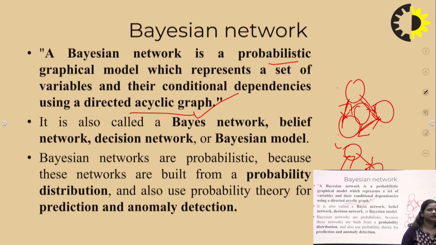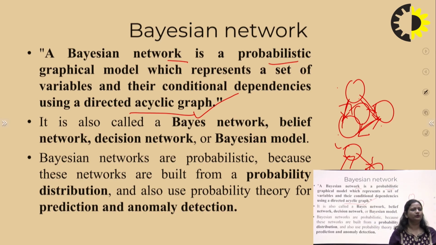Yes, Bayesian network is a probabilistic graphical model which represents a set of variables and their conditional dependencies using a directed acyclic graph. It is also called a Bayes network, Bayes belief network, decision network, or Bayesian model. Bayesian networks are probabilistic because these networks are built from a probability distribution. So that is why we say the Bayesian network is a probabilistic graphical model.